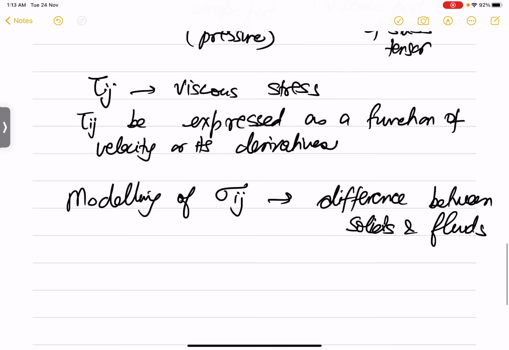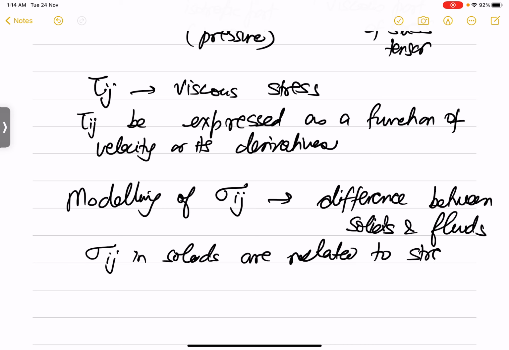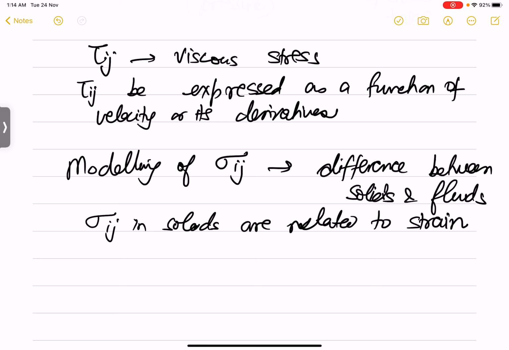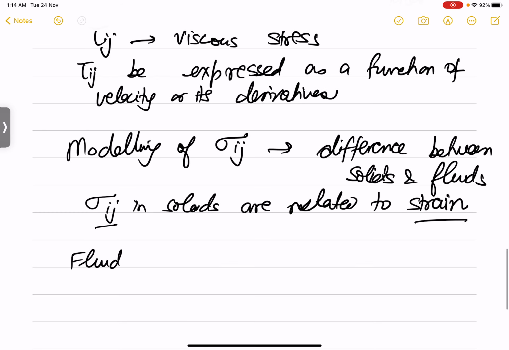Firstly, in solids, we do not divide the isotropic part and call it the pressure. That is one thing we don't do. And the other major difference is that sigma ij in solids are related to the strain. And this you must have seen, Hooke's law, and then there is the law for shear stresses, etc., that the stresses are related to strain. But in fluids, as we have seen, the stress, or particularly the shear stress, is related to the rate of strain.